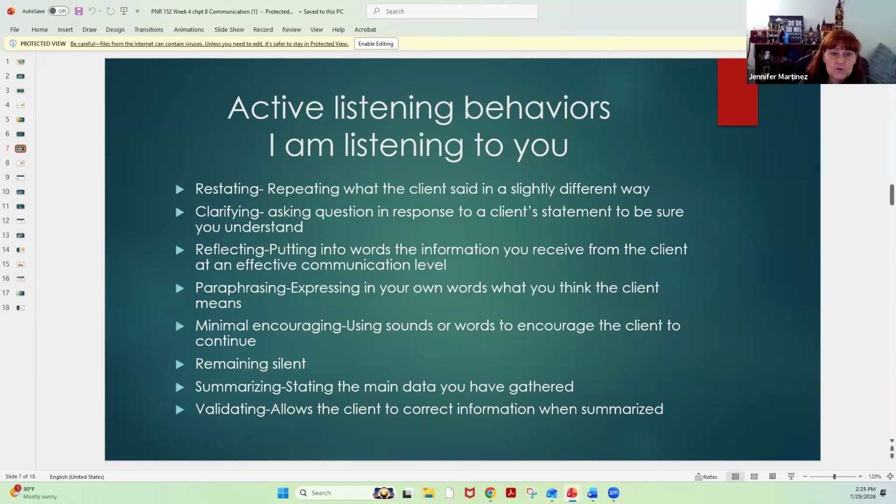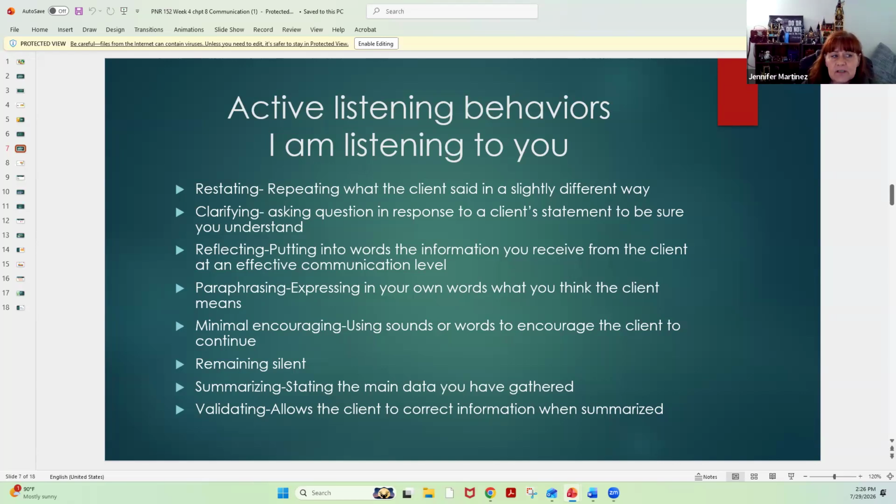So the first one is restating. Restating is repeating what the client said in just a slightly different way. So if the client were to say, my chest hurts, I can't sleep at night, the nurse could say, you've been unable to sleep at night because of chest pain. Okay. You're really just restating what the client is saying, maybe in a slightly different way. Or you can just restate it exactly how they said it to you.